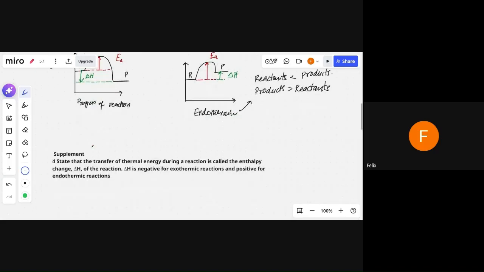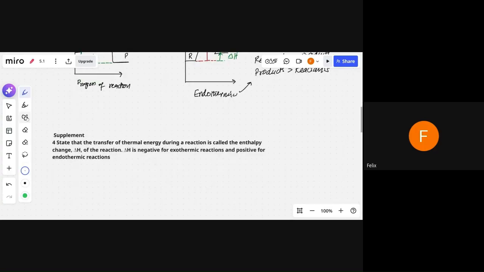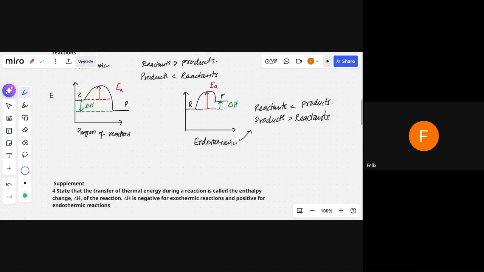Now we move on to the next one. State that the transfer of thermal energy during a reaction is called the enthalpy change, delta H, of the reaction. This is the supplement subtopic. Those students who are registered for the extended exam, you will be assessed on these topics. Delta H is negative for exothermic reactions and positive for endothermic reactions. I think I've already explained delta H here, the difference between the reactants and the products.